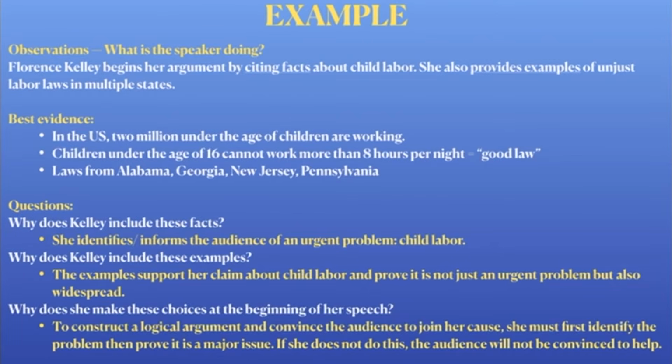So Florence Kelley begins her argument by citing facts about child labor. She also provides examples of unjust child labor laws in multiple states. So that's what she's doing. Then I had to ask myself, what's the best evidence for this? So in this part, you could either use a direct quote or you could paraphrase, but I just made a few bullet points of evidence that I would want to include if I were writing an essay. Then I asked myself some questions because I wanted to figure out why she was citing those facts and those examples. I also wanted to figure out why she was doing this at the beginning of her speech.